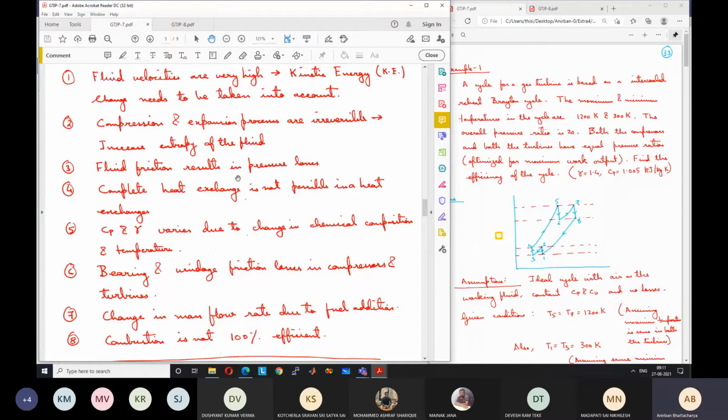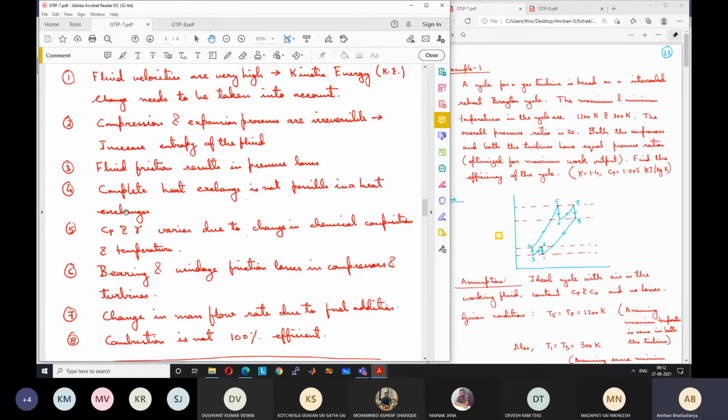So it is not possible to design a regenerator which has very high heat exchange effectiveness. The same thing is also valid for the intercooler, but mostly I am saying it from the point of view of the regenerator.